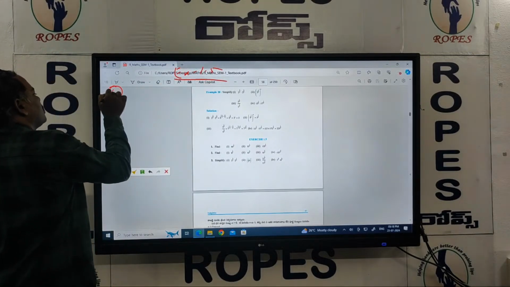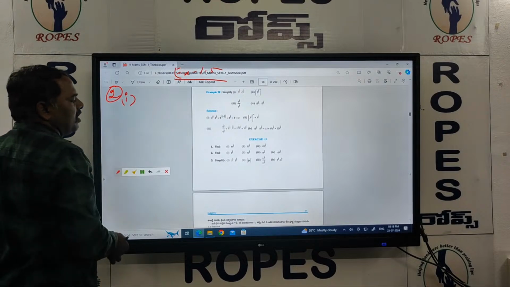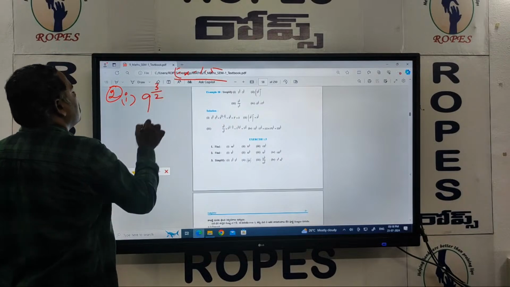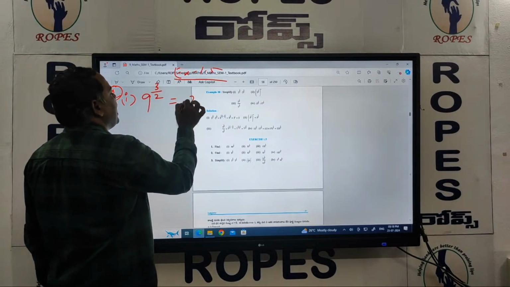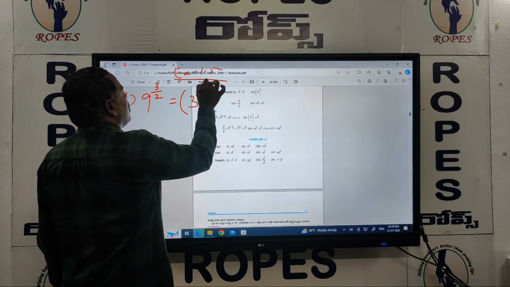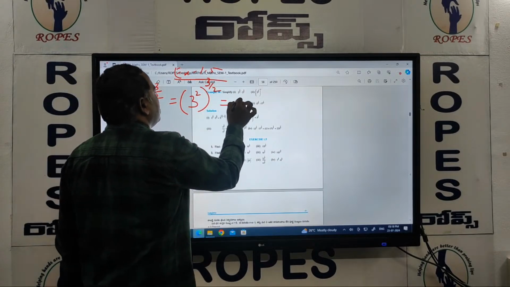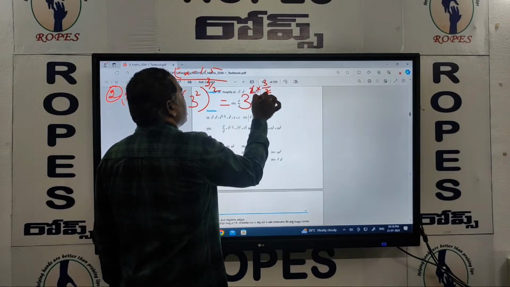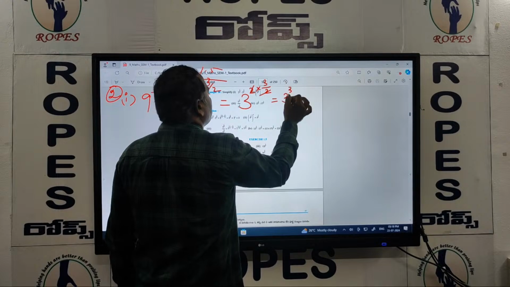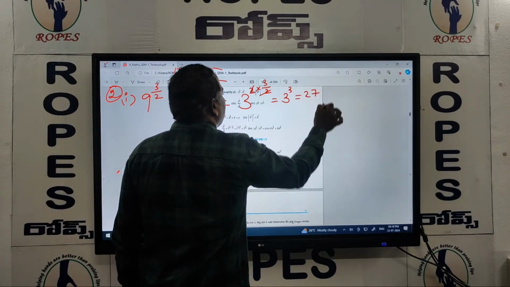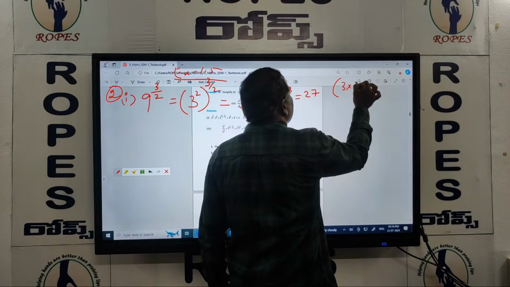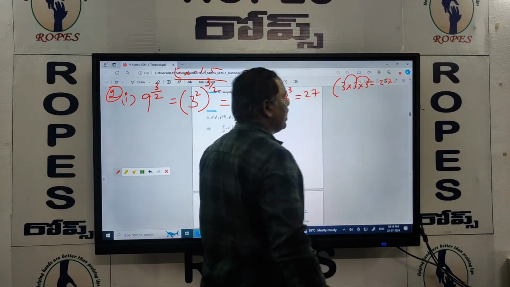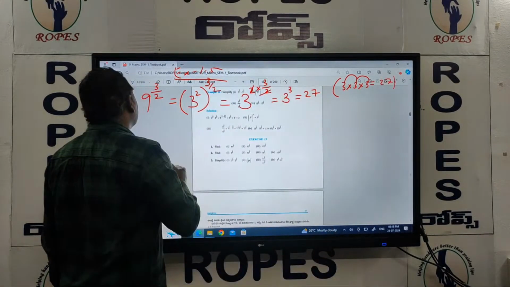In the second question, first sub question, 9 power 3 by 2. We can write 9 as 3 square, whole power 3 by 2. So here 3 power 2 into 3 by 2. The 2 gets cancelled. We are getting 3 cube. 3 cube is nothing but 27. 3 cube we can write as 3 into 3 into 3: 3 threes are 9, 9 threes are 27. Okay, right. Next, second one.